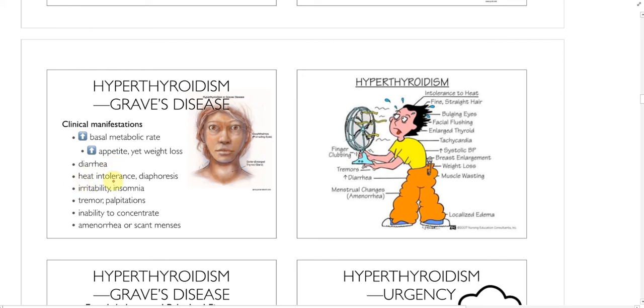They can have heat intolerance, diaphoresis, which is just massive sweating, irritability, insomnia, tremor and palpitations, inability to concentrate, which goes for both this and Hashimoto's, and then either amenorrhea or scant menses.